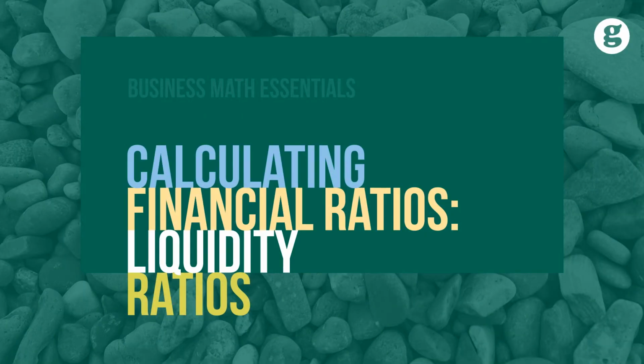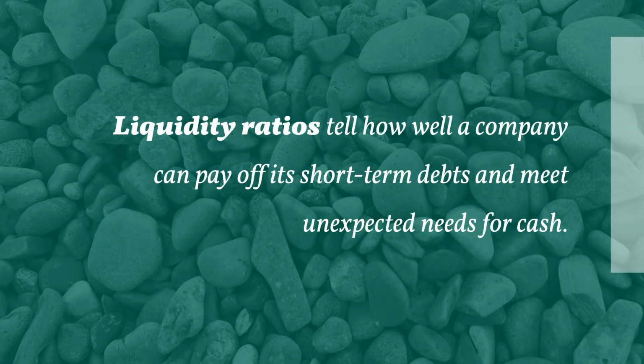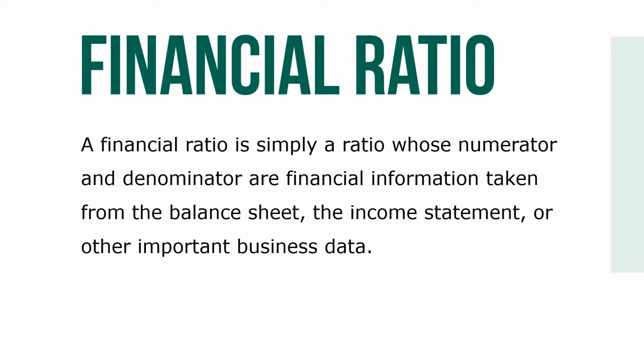In addition to vertical and horizontal analysis of financial statements, managers, creditors, and investors also study comparisons among various components in the statements. These comparisons are expressed as ratios and are known as financial ratios. Liquidity ratios tell how well a company can pay off its short-term debts and meet unexpected needs for cash. A ratio is a comparison of one amount to another.